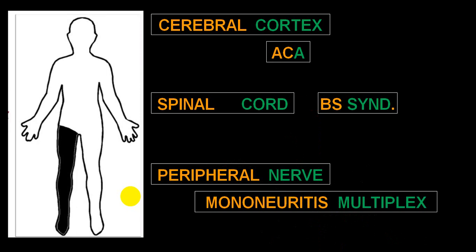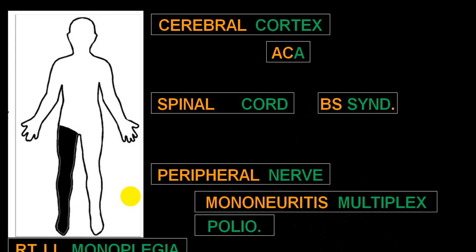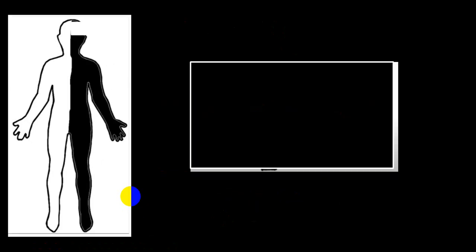or you can get in a peripheral nerve mononeuritis multiplex, very odd condition. Or you can get involvement of a anterior horn cell in case of a poliomyelitis. So right lower limb monoplegia. So these will be the different possibilities in this particular case.